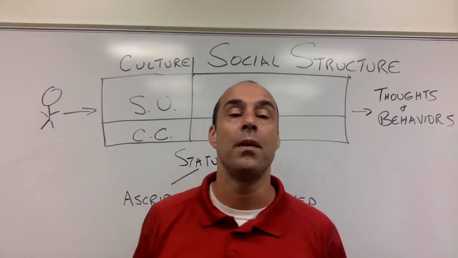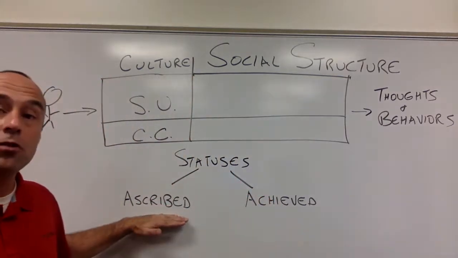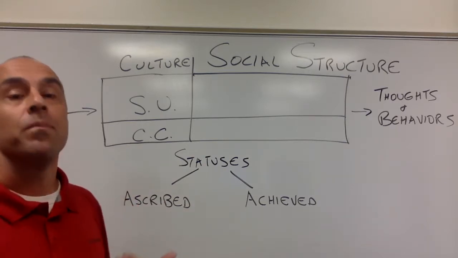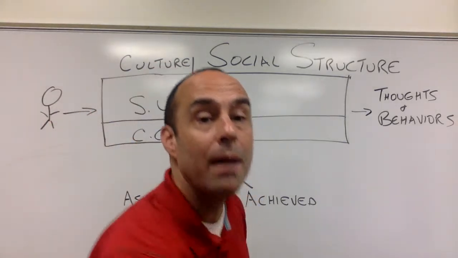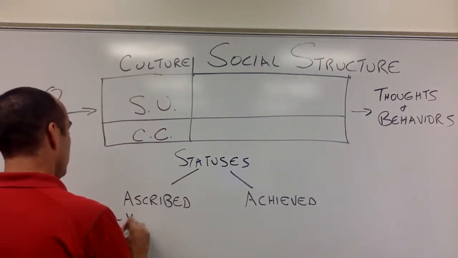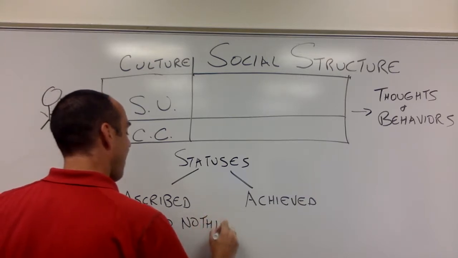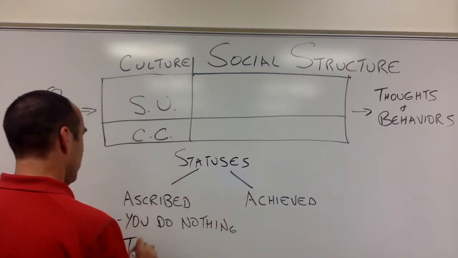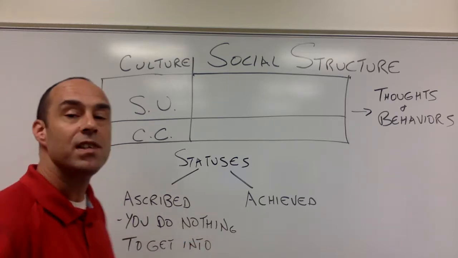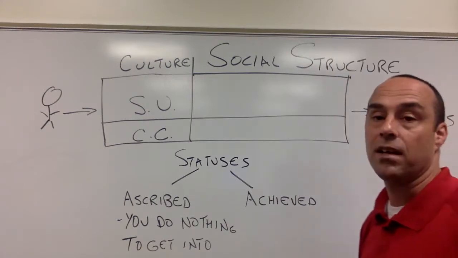All right, to begin with, two main types of statuses. We've got them right here. One of them is ascribed, and the other one is achieved. Very simply, an ascribed status is a position in society that you do nothing to get into.